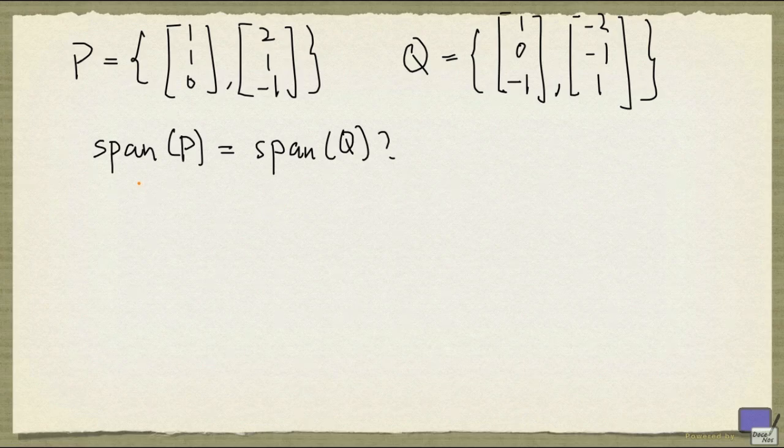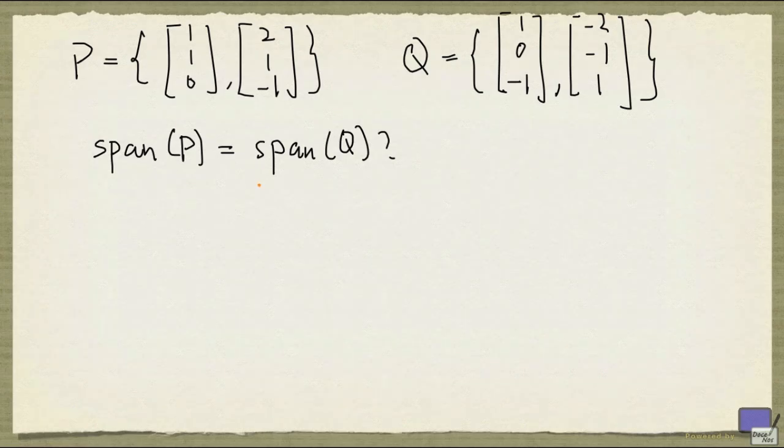And to determine the equality of two sets, what we need to show is that the span of p is a subset of the span of q, and the span of q is a subset of the span of p. To show that the span of p is a subset of the span of q, I need to show that every vector in the span of p is also a vector in the span of q. But there's no need to go through all possible vectors in the span of p. In fact, it is sufficient to show that these two vectors in p are in the span of q.